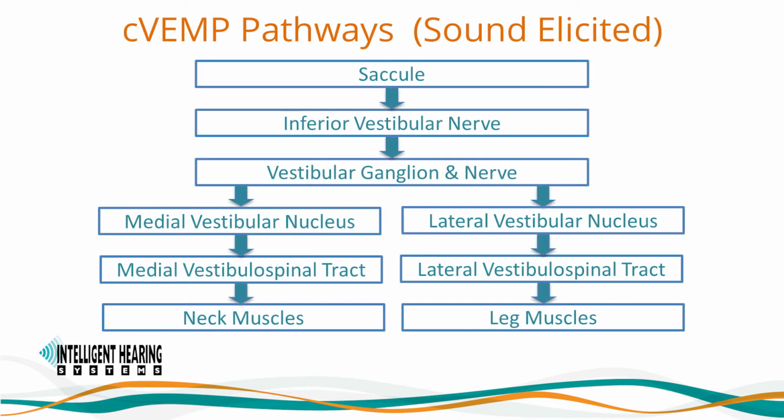Let's dive into the VEMP neural connections. Sound stimulates the otolith organs. The nerve impulses travel from the vestibular nerve to the vestibular nucleus. Then the nerve impulses travel in different pathways to the sternocleidomastoid muscle through the medial vestibulospinal tract and to the muscles in the leg via the lateral vestibulospinal tract. These are known as cervical VEMPs or cVEMPs and are recorded ipsilaterally.